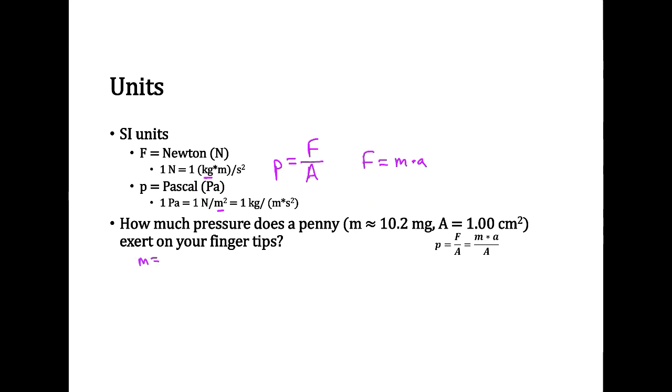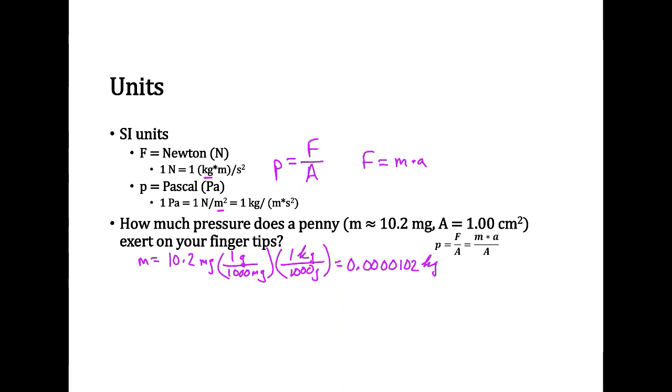So mass is 10.2 milligrams. Okay, then for every 1 gram, there are 1,000 milligrams. And then there are 1,000 grams in a kilogram. So we end up with 0.0000102 kilograms as our mass.